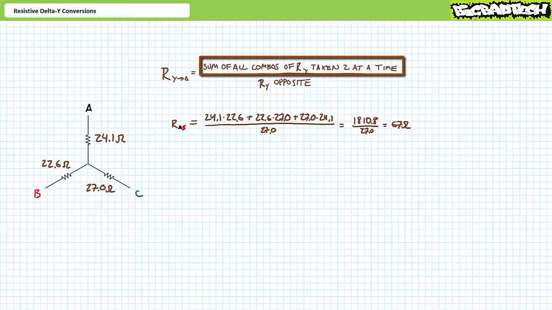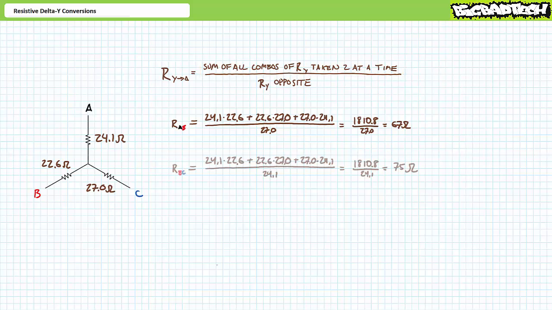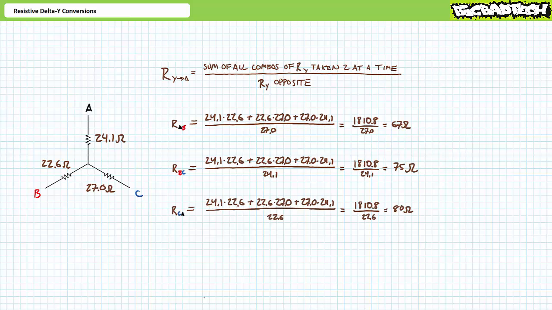You will note that each Y to delta conversion necessitates the use of the same numerator, the summation of all possible products of the Y resistances taken 2 at a time, R1 times R2 plus R2 times R3 plus R3 times R1. If you want to save yourself some time, don't recalculate this numerator, just reuse it. To solve for delta resistance RBC, take the previously calculated numerator divided by the opposite Y resistance, in this case R1. Our formula suggests RBC is 75 ohms. Finally, to solve for delta resistance RCA, take the previously calculated numerator and divide it by the opposite Y resistance, in this case R2. Our formula suggests that RCA is 80 ohms.